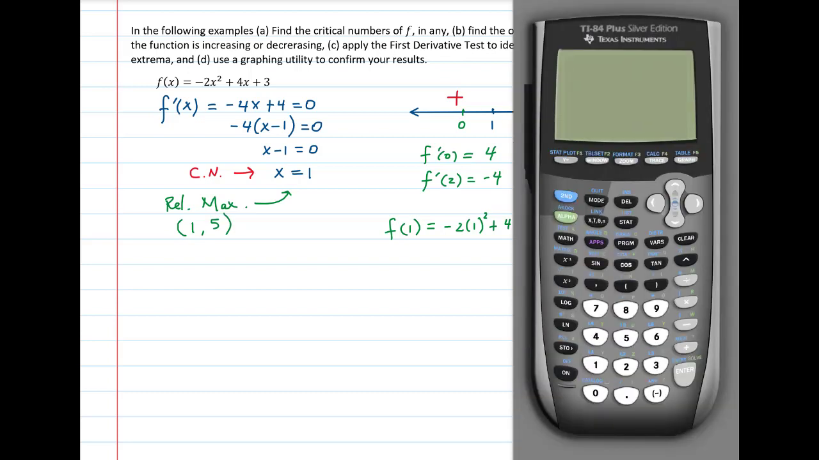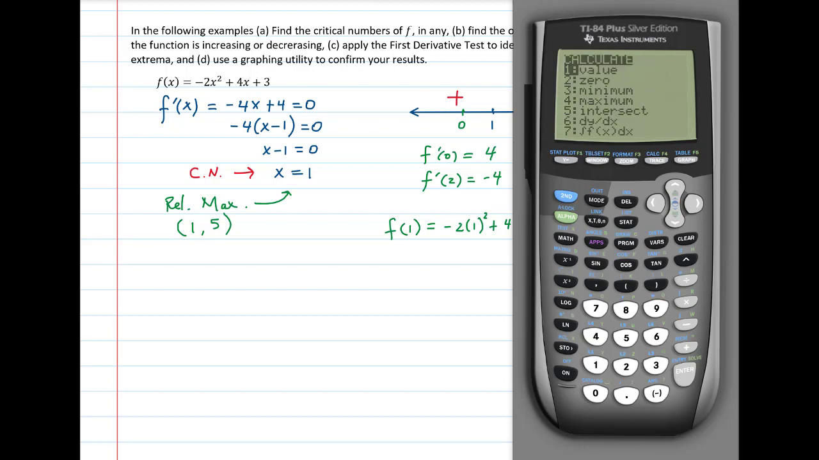All right, checking our results on the graphing utility, we can just graph this quadratic, or whatever function we're given, into our y equals in the calculator. So we plug it in here, negative 2x squared plus 4x plus 3, and then just hit graph and see what we get. There we're going to have a parabola.